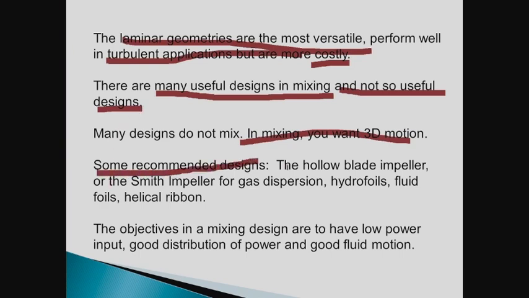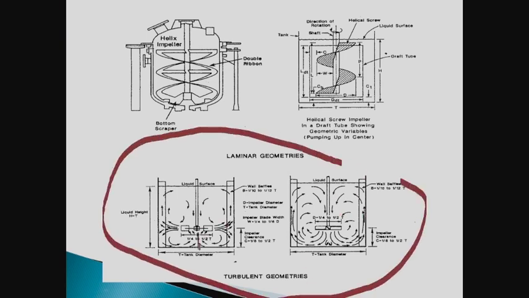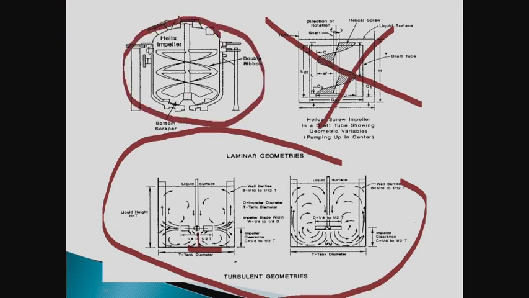As I said, some recommended designs: hollow bladed Smith impeller, hydrofoils, fluid foils, helical ribbon. The objective is to have low power input, good distribution of power. You put in low power, but it's distributed very well, and you have good fluid motion. And we already talked about these, right? And of course, bad designs are these. You don't have an impeller on the tank bottom, for one thing. This is not common. This is what we were calling the universal mixer. This helical ribbon will mix both turbulent and laminar, so it's a wonderful device.